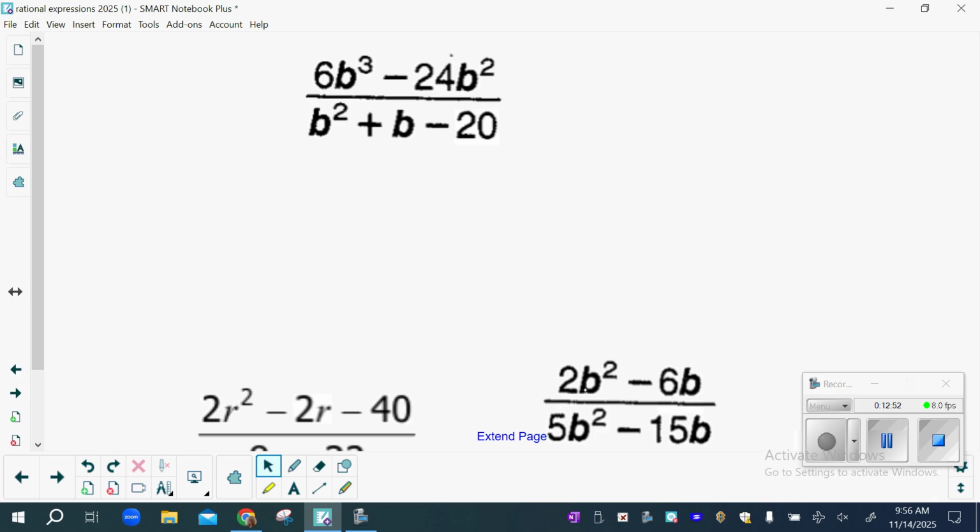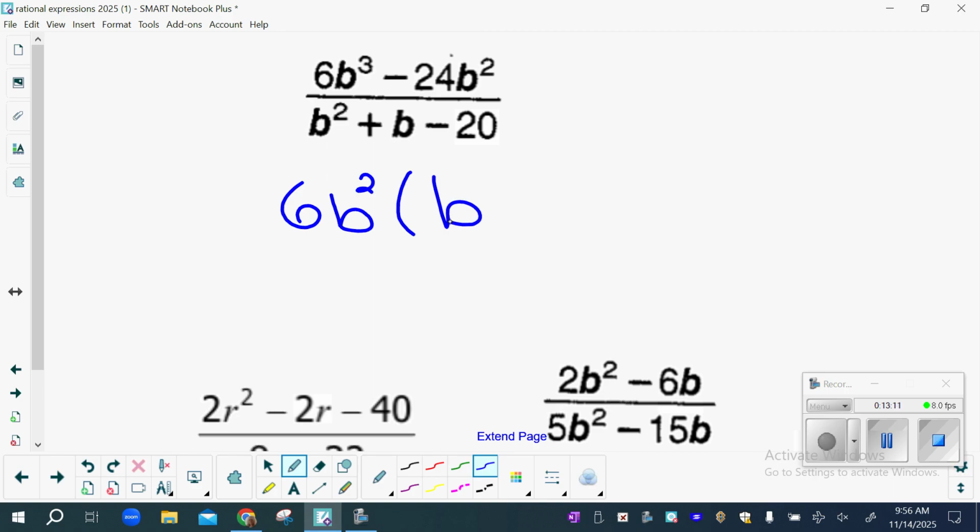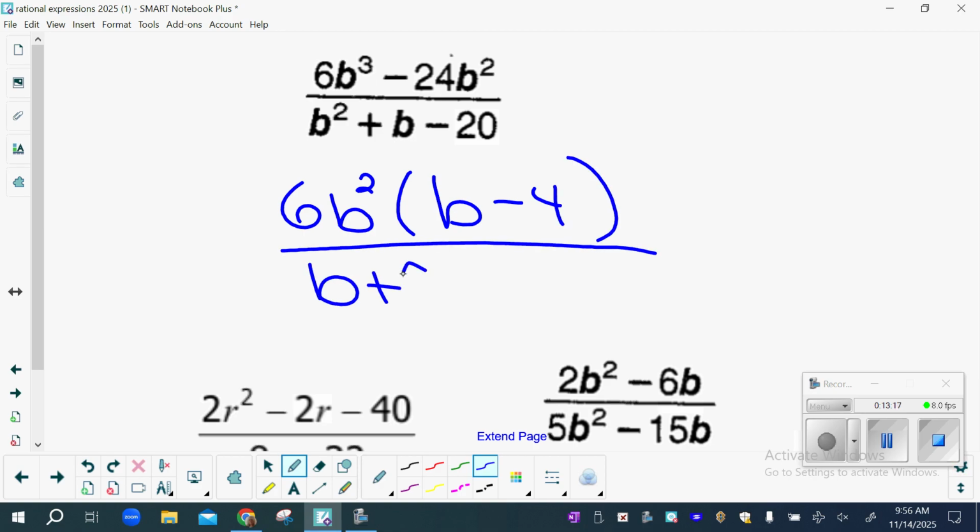What do we think? You got it factored out? It looks like a diamond factoring, or X factoring, and a vacuum factoring on the top. Taking out a 6 and a b squared, so I'm left with b minus 4. On the bottom, I'm going to have b plus 5, b minus 4. I handpicked your problems.